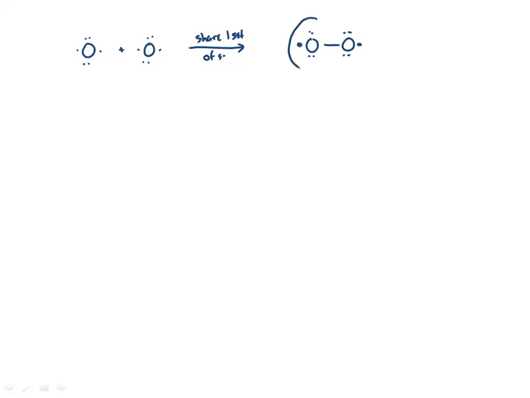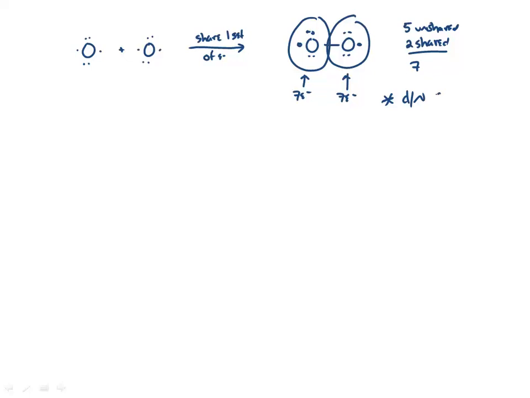And if I count up the orbitals, this has 7 electrons, and that has 7 electrons, meaning I've got 5 unshared for each of them, 2 shared, that's 7. Why would you do a double bond? It does not, there you go, satisfy the octet rule. So you're right, that doesn't work, right?